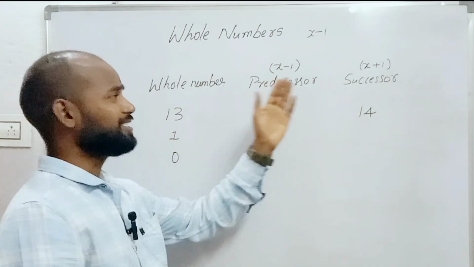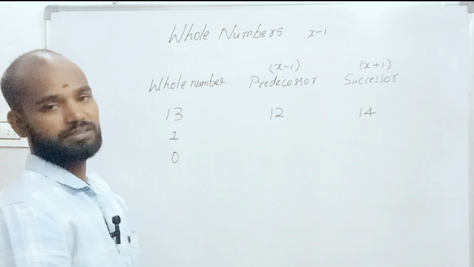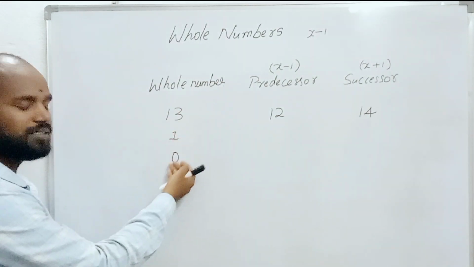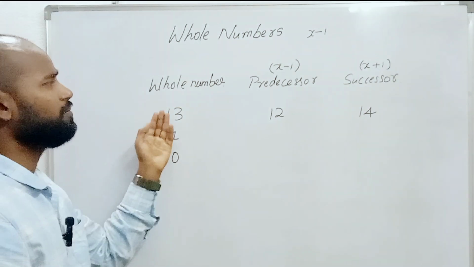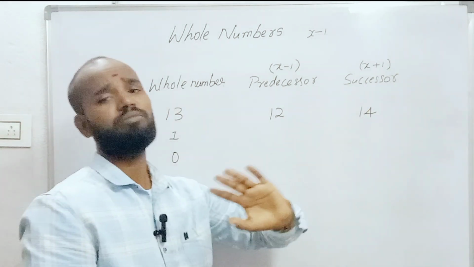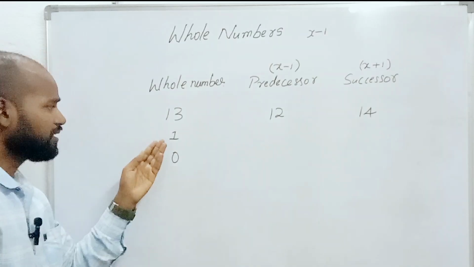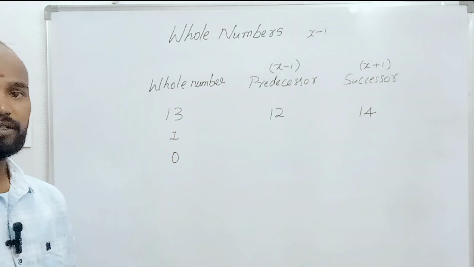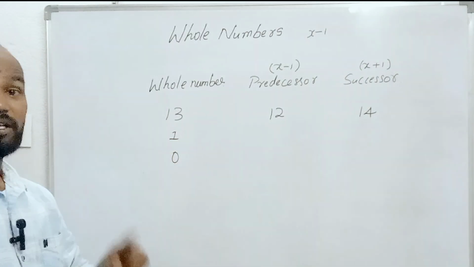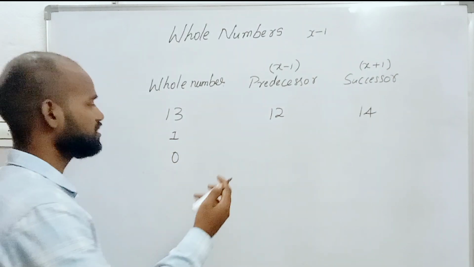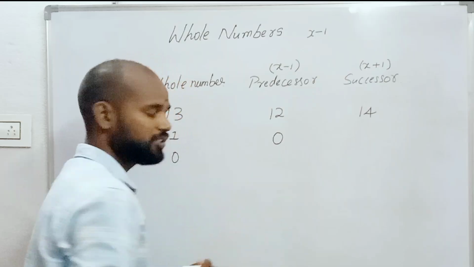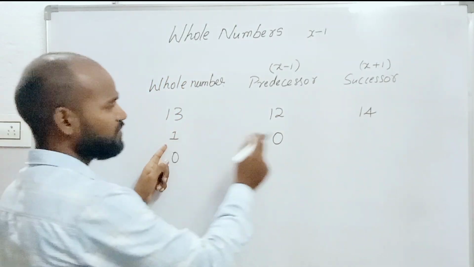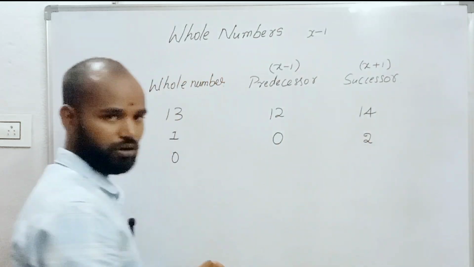Now the predecessor and successor concept for whole numbers. Here I took three whole numbers: 13, 1, 0. For 13, the predecessor is 12 and the successor is 14, as with natural numbers. But what about 1? For natural numbers there is no predecessor for 1, but in the whole numbers, 0 is the predecessor for 1. Next, what is the successor for 1? 2.